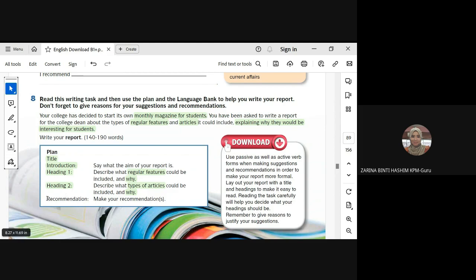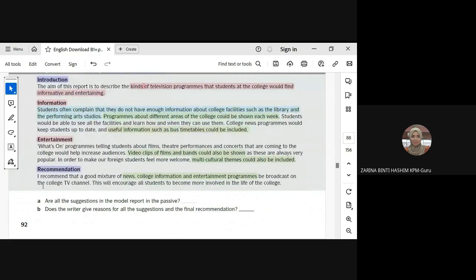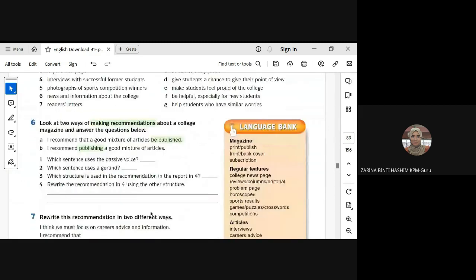Okay, the last paragraph for a report is recommendation. So again, for recommendation you can refer to the example here. Recommendation: I recommend that so and so. And so you take from the suggestions that you made in paragraphs 2 and 3 just now. Okay. So write your recommendation.